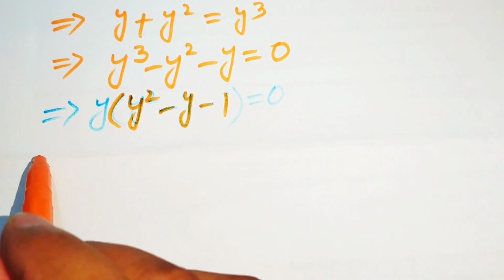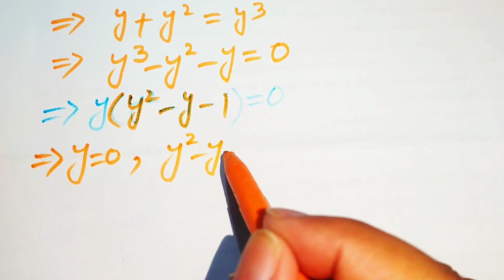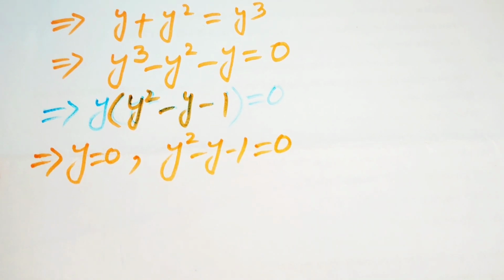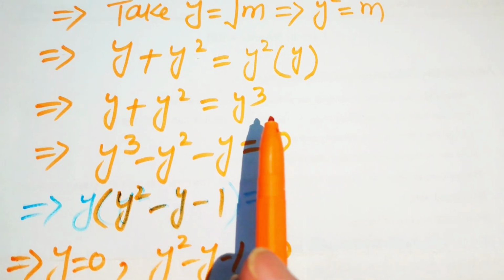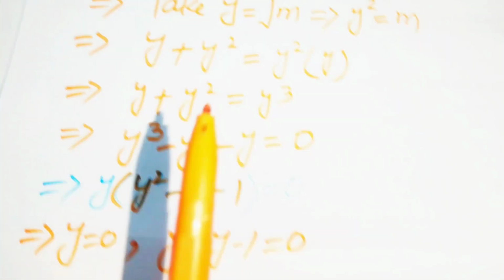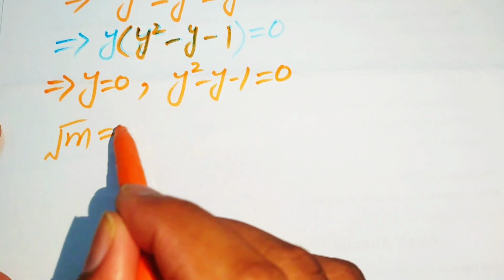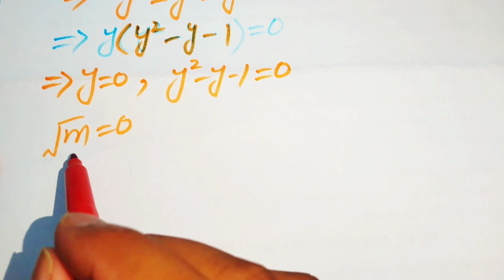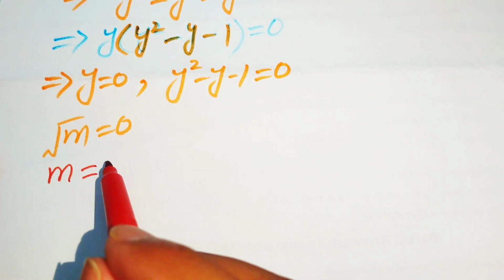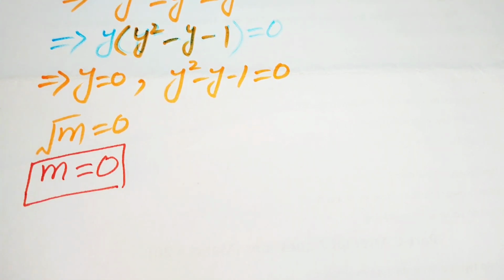So here we have two cases. The first case is y equals 0, and the second case is y square minus y minus 1 equals 0. In the first case we substitute the value of y. Our y equals square root of m, so we back substitute the value of y and get square root of m equals 0. To find the value of m, we square both sides, and we get m equals 0. So this is the first root of the given question.